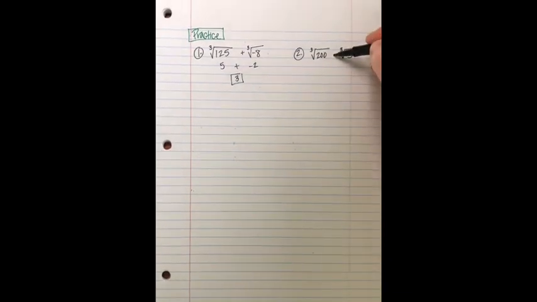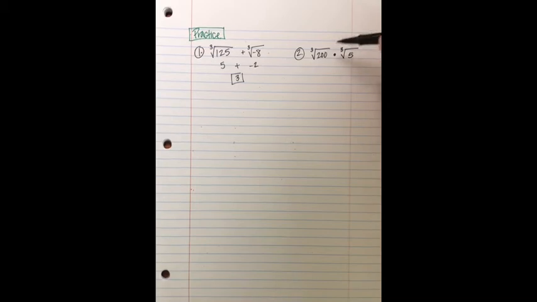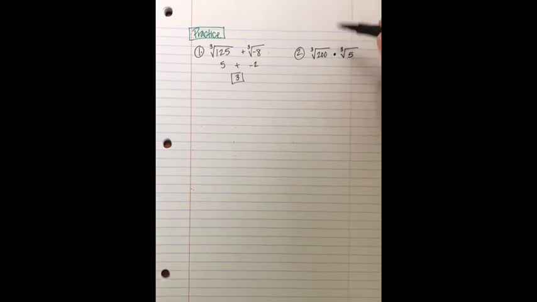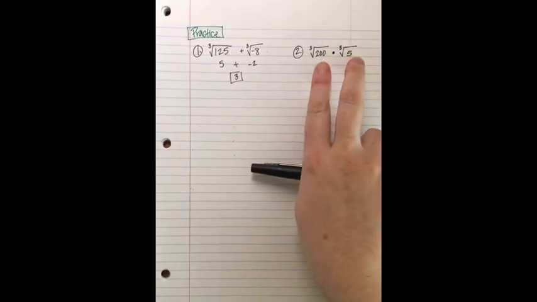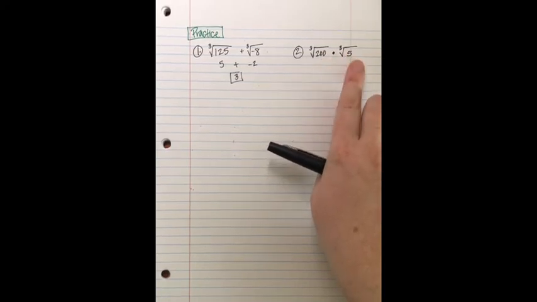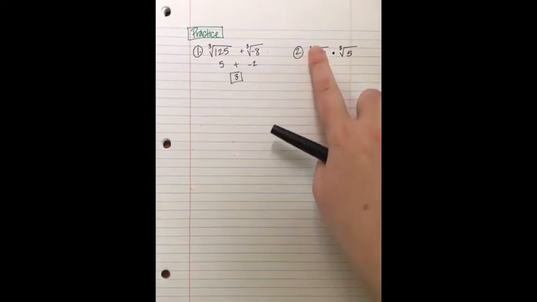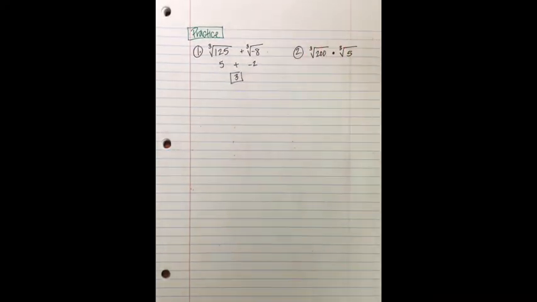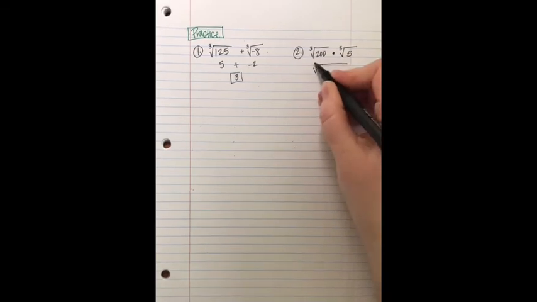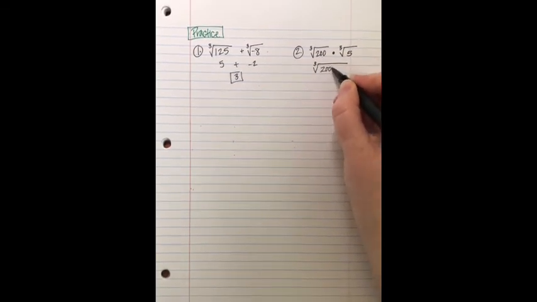But I see this multiplication dot in here, and this goes back to something we did with square roots. You can multiply the radicands. Radicands are the numbers under the radicals. You can multiply the radicands as long as they have the same root, and both of them have the third root, or a cube root. So this is equivalent to the cube root of 200 times 5.